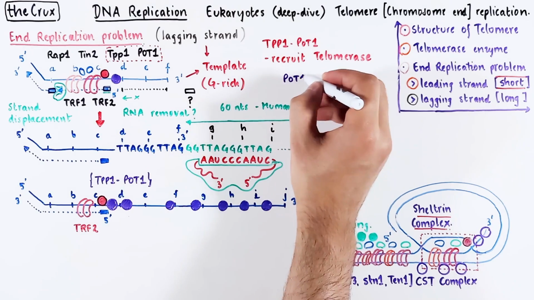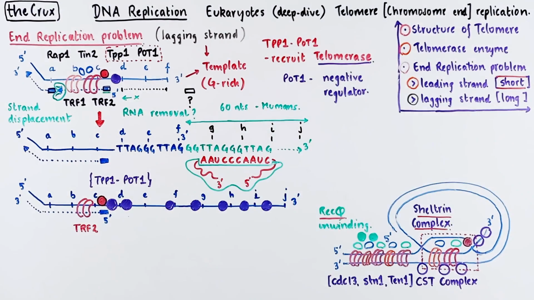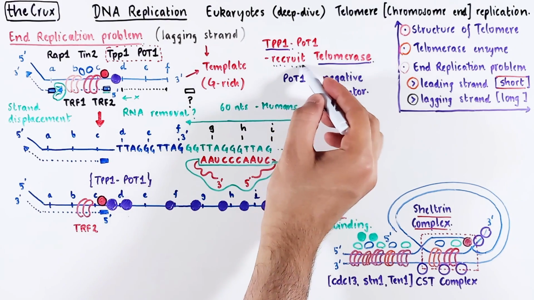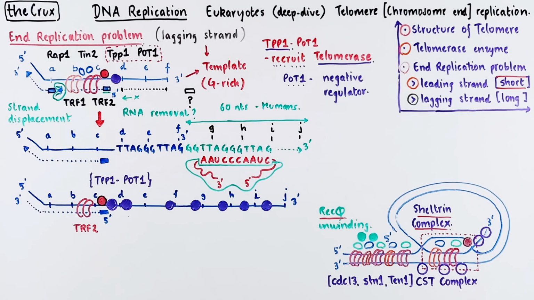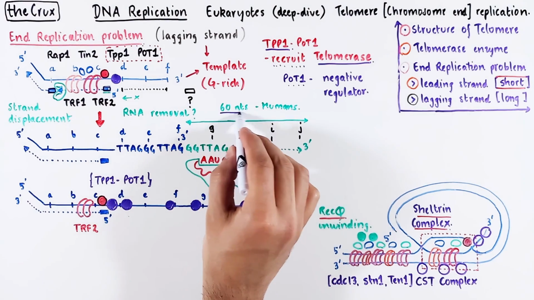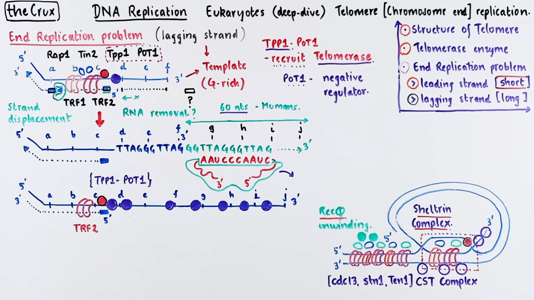Interestingly, POT1 alone acts as a negative regulator of telomerase. However, when POT1 and TPP1 are together, they help recruit telomerase. It's worth noting that extension of telomerase activity is limited to approximately 60 nucleotides due to the POT1-mediated telomerase release.